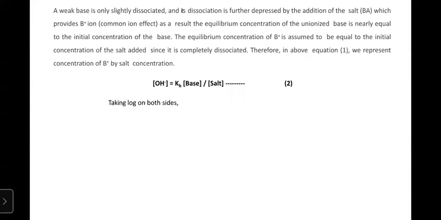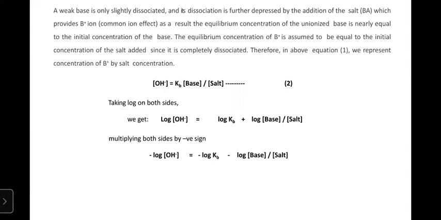Taking log on both sides, log of OH minus is equal to log Kb plus log of base by salt. Now multiply both sides by a negative sign. What you will get is negative log of OH minus ion equal to negative log Kb minus log of base by salt. Now tell me, negative log of OH minus ion implies what?